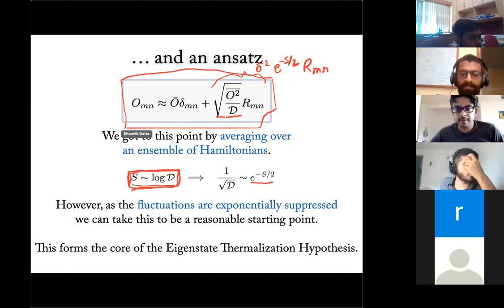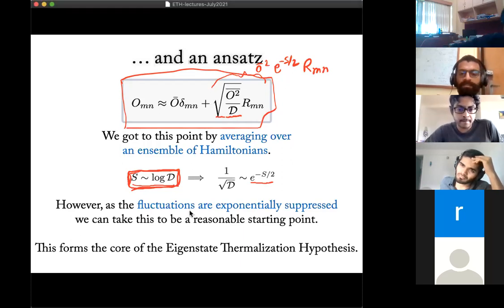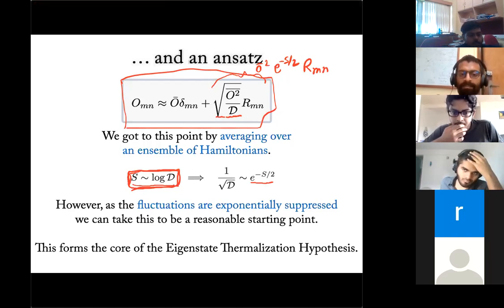Sorry, Shouvik, can I just ask something? You said it, but what's Berry's conjecture again? Because this formula that you used, if we derived it all for random matrix theory, then isn't that a property already of random matrix theory, or is Berry's conjecture about properties of random matrix theory? Yeah, it's just a way of thinking.